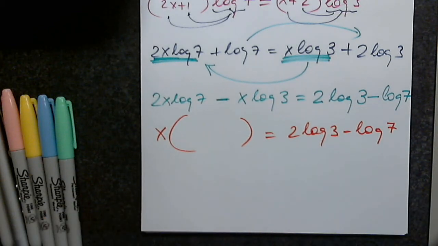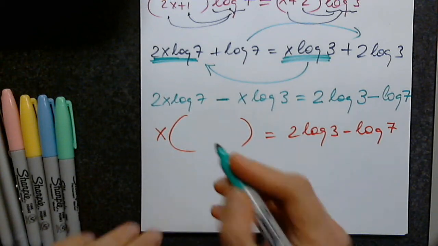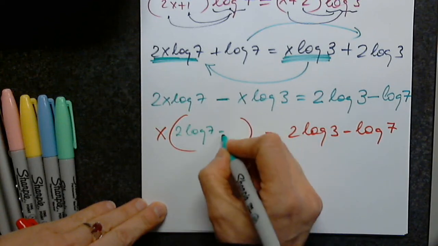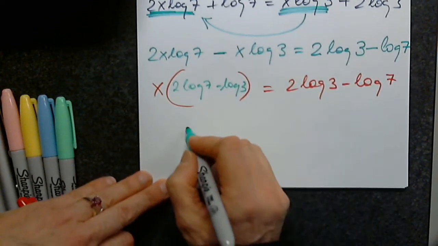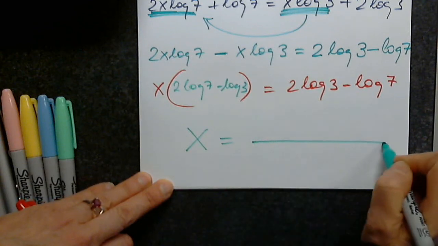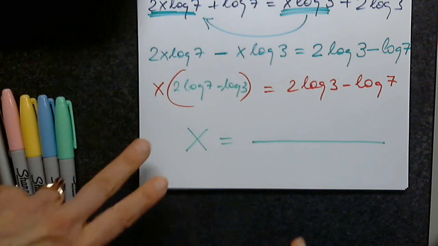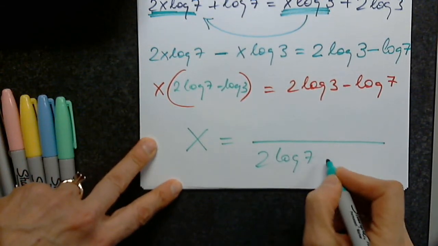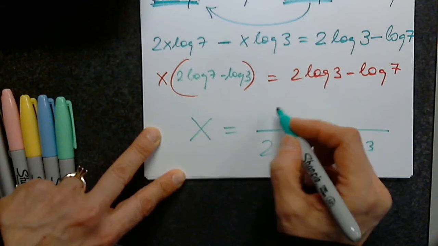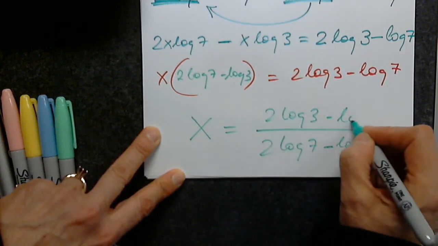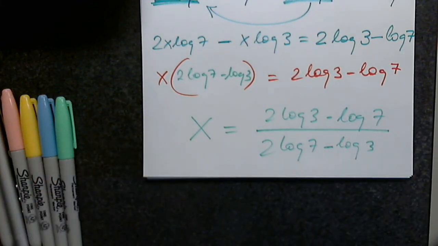Perfect. So, awesome. What is left in parentheses? Very good. 2 log 7 minus log 3. Final step, x. Very good. Awesome. Yes, exactly. So 2 log 7 is in the denominator minus log 3, and the top is 2 log 3 minus log 7, indeed.